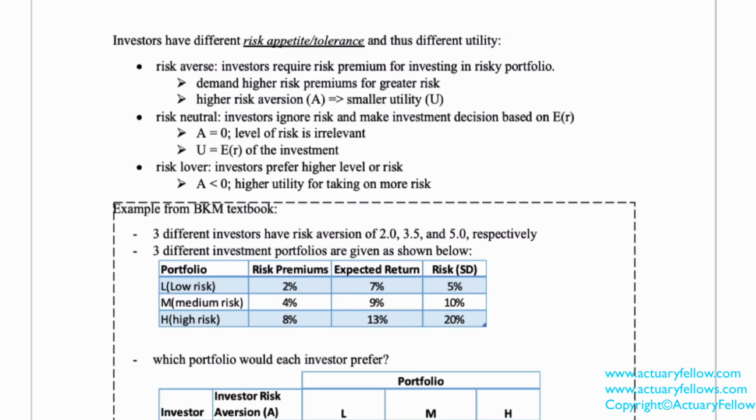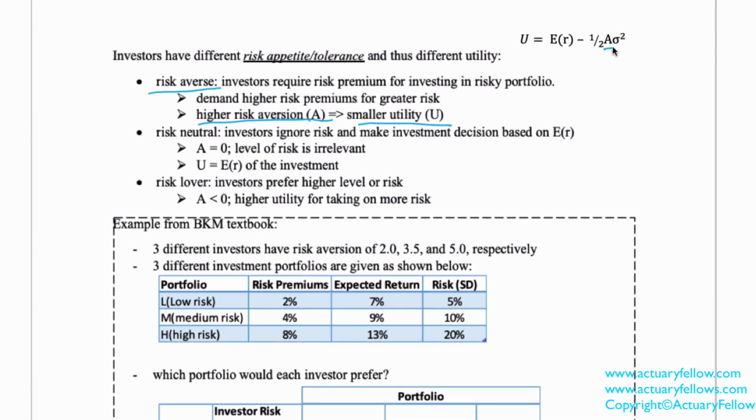Now let's go over the different types of investors' risk aversion. Investors have different risk appetite or tolerance. When they face the same investment option, they have different utility. Risk-averse investors require risk premium for investing in risky portfolio. They demand high risk premiums for greater risk. For higher risk aversion A, their utility is smaller. It's easy to see this relationship in the utility function. When A is greater, the second term is higher.